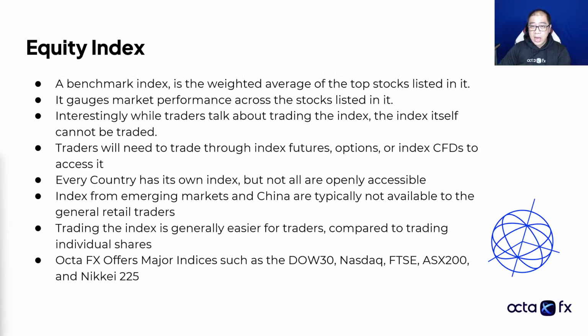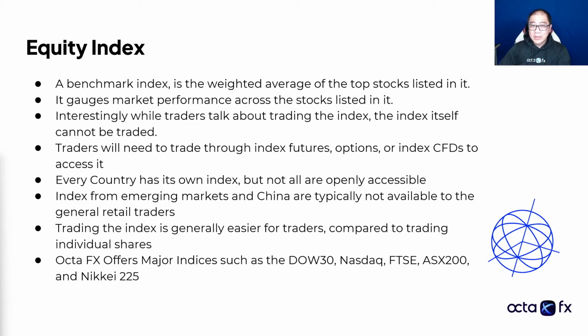Okay, so we talked about the Forex market, we talked about the commodity market. Next up is the equity market, or specifically the equity index that we want to talk about. An equity index is a benchmark index that is the weighted average of the top stocks listed in it. The US 30 is the top 30. The S&P 500 is the top 500 largest cap companies. It gauges market performance across the stocks listed in it. Interestingly, while traders talk about trading the index, the index itself cannot be traded.